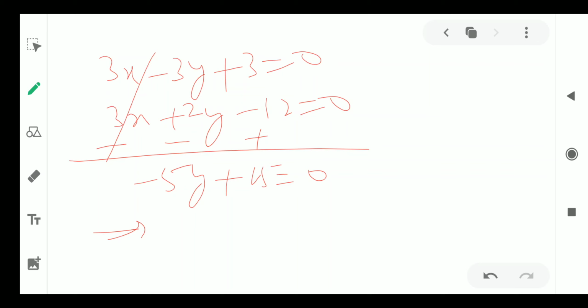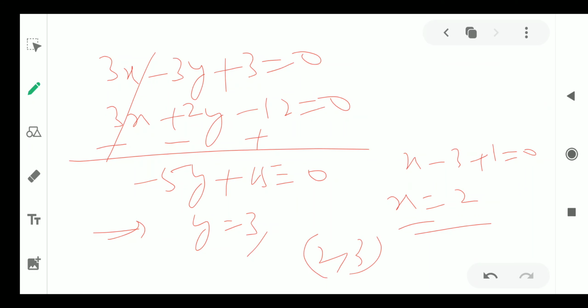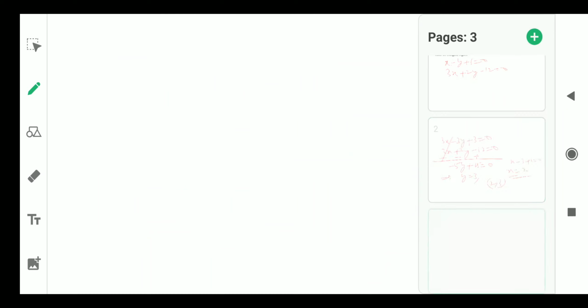This implies 5y is 15, so y is 15 by 5, that is y is 3. Put this 3 in any one of the equations. So this will be x minus 3 plus 1 is 0, which implies x is equal to 2. Therefore the point of intersection is 2 comma 3. That means they will intersect at 2 comma 3.